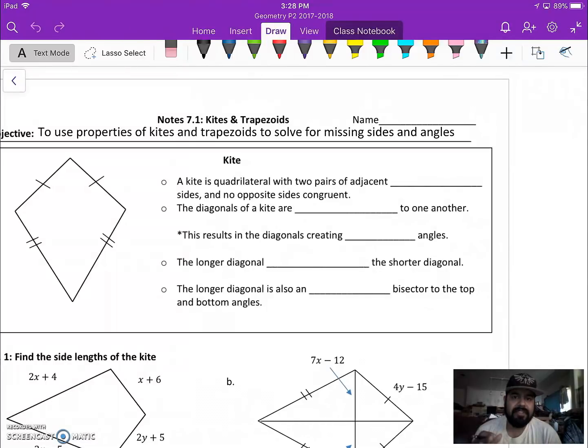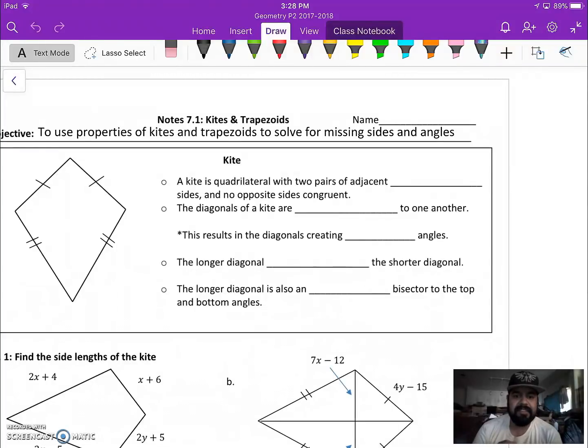If at any point you need to repeat anything, you can always play back a certain section, or you can just pause the video and take some time to copy down what's going on. So right now I want everyone to copy the objective. We are going to use properties of kites and trapezoids to solve for missing sides and angles.